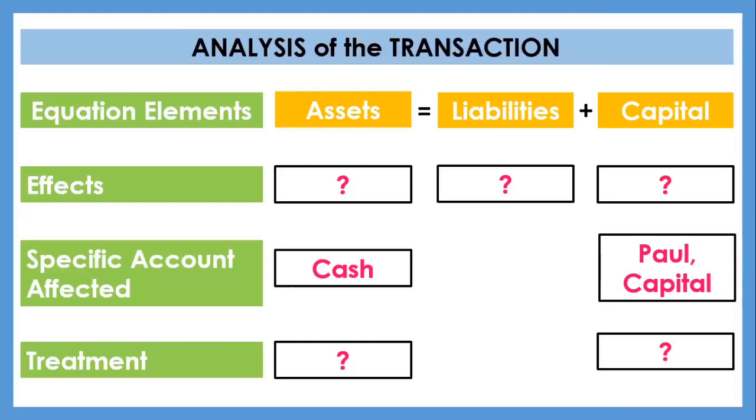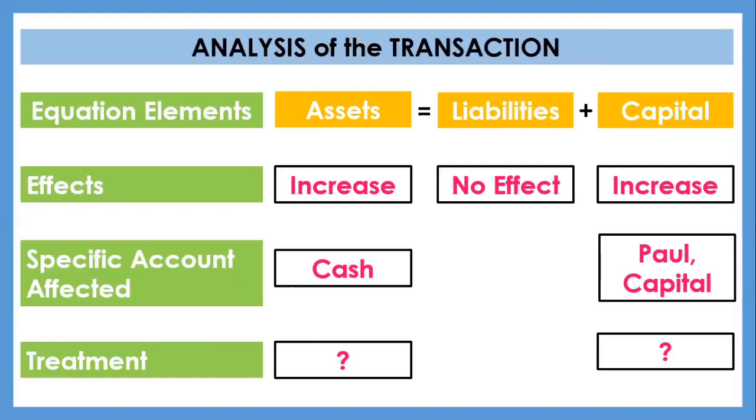Now, the second step in analyzing the transaction is to determine the effect of each account towards our assets, liabilities, and capital. So in this case, our cash will increase our asset since basically the company received 100,000 pesos in cash. On the other hand, there will be no effect on the liabilities. And lastly, it will increase our capital since Paul, the owner, invested money into the business. Now, this ends our second step.